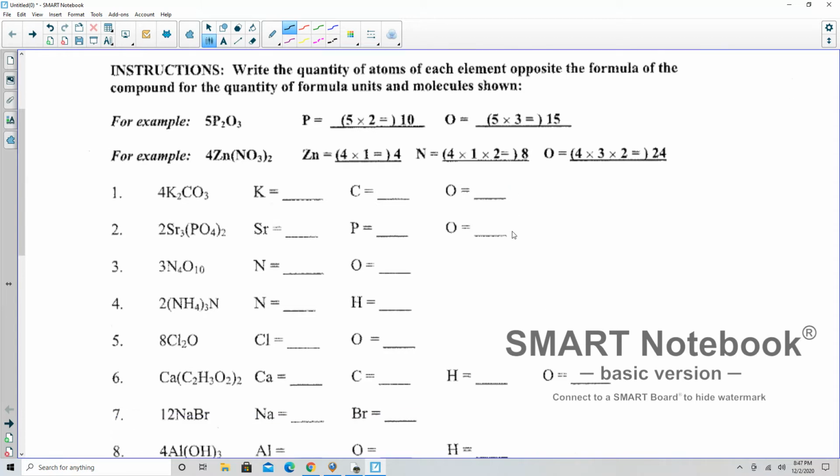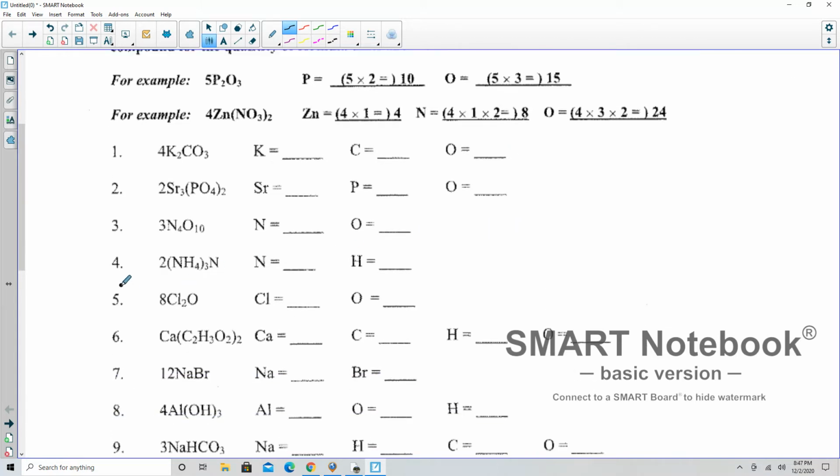Let's take a look real quick at number 5. All right, so we're going to take a look at number 5. And here you see you have 8Cl2O. Remember, this 8 goes all the way through. All right, so you're going to use the 8 all the way through. So here we have Cl2.